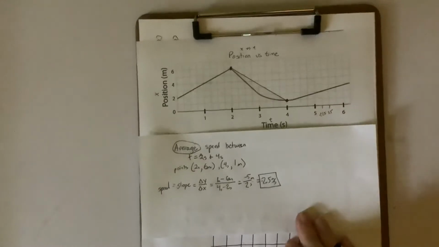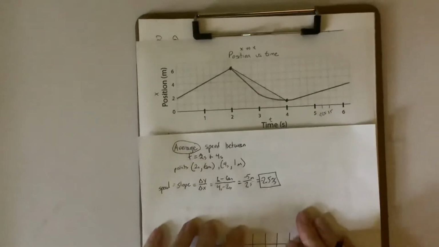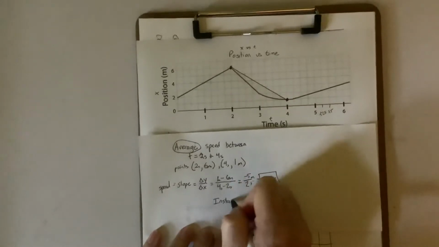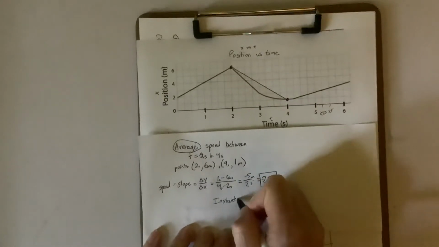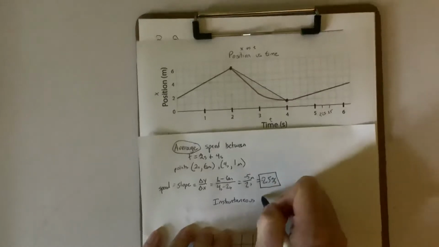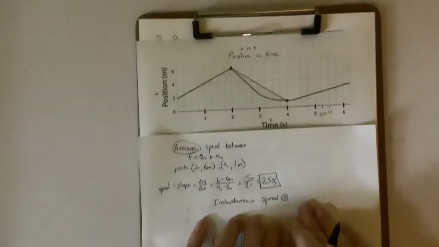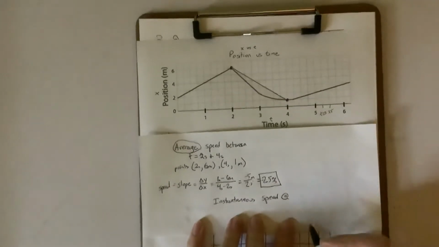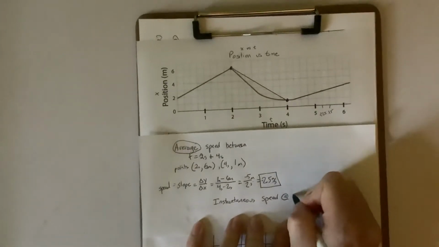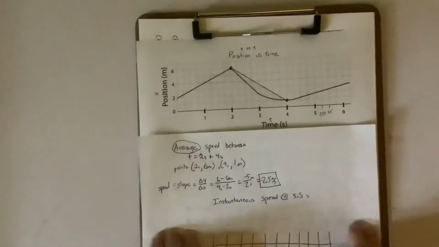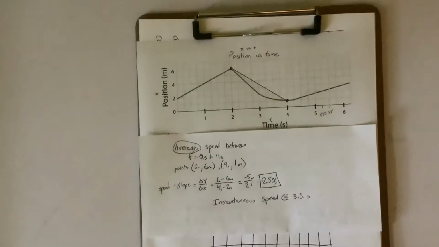Okay. Now, sometimes it's going to say what's the instantaneous speed. And the instantaneous speed is the speed right at a particular time. Instantaneous speed or velocity. And so it's going to say a particular time. And let's go with at 3.5 seconds. And there's a reason I picked 3.5 seconds.